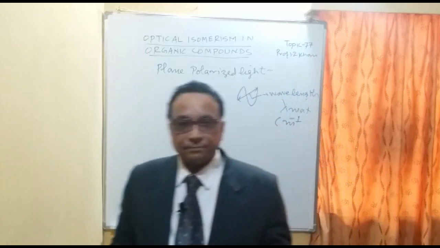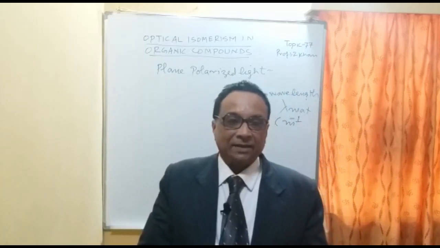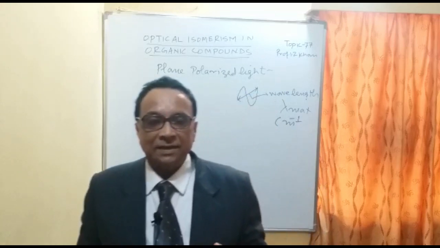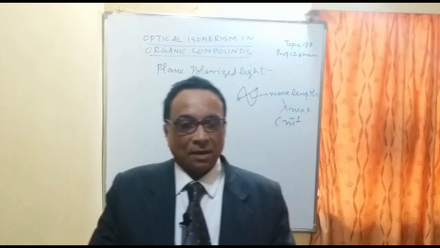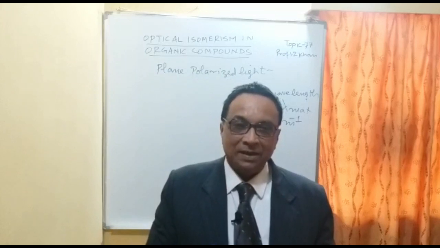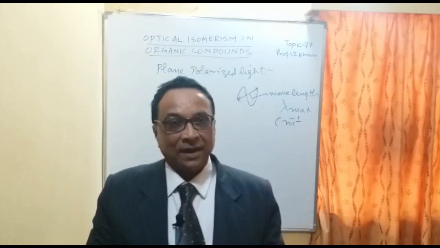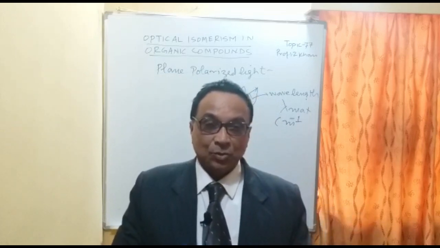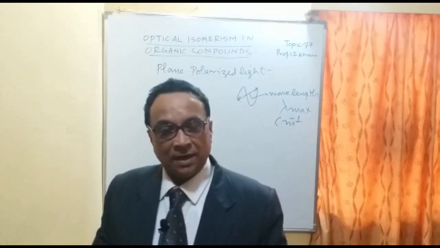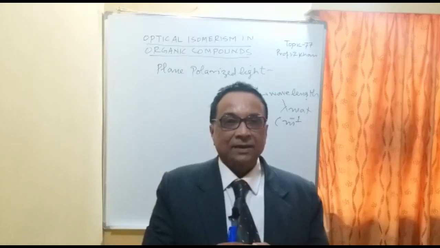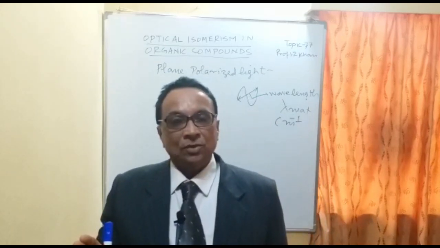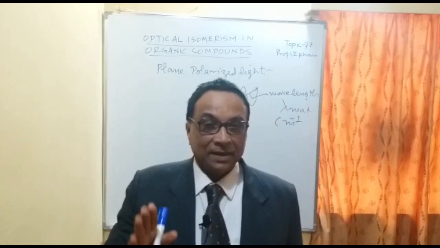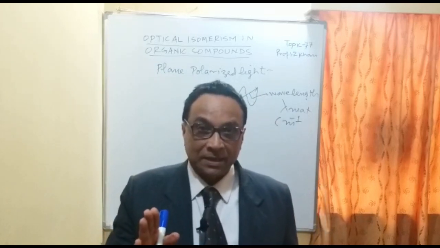So here the sunlight is called ordinary light because sunlight is composed of different wavelengths, frequencies and different colors, and it is going in multiple directions. Such light is called ordinary light. And when ordinary light is converted into light which is moving on a single plane with a single wavelength, that is called plane polarized light.